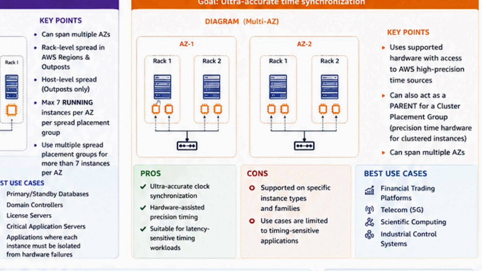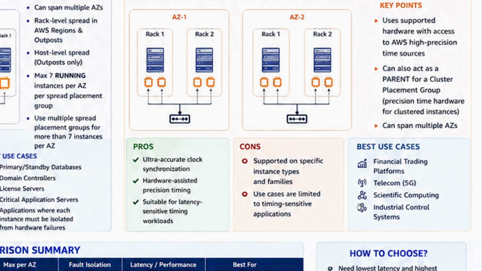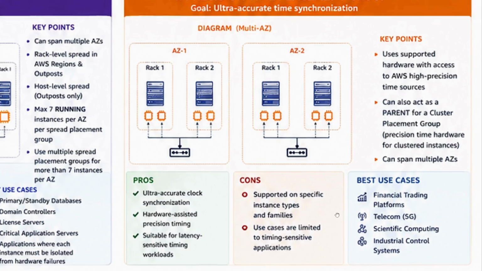Your EC2 instances can be launched into these racks, and an important point to keep in mind is that only a few instance types and families are supported. Obviously, this hardware-assisted precision timing won't be available in all instance types and families. That is the limitation, which is quite logical, right? You cannot have such hardware-based ultra accurate clock synchronization on all instance types and families. This is for very limited use cases, like financial trading platforms, scientific computing, space technologies, etc.